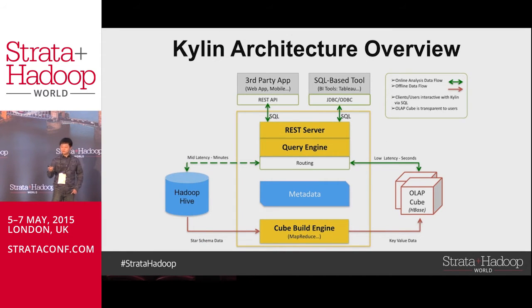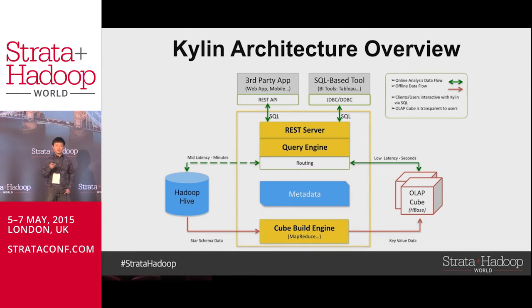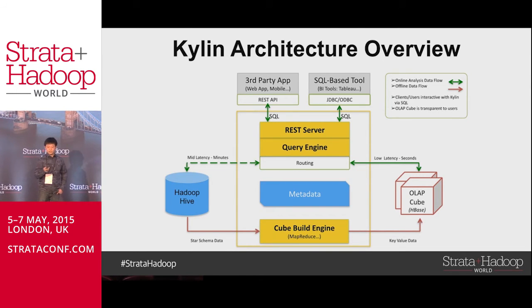I will continue to share more about the technical details behind Kylin. So Luke has introduced that our data comes from Hive, and it goes through the cube build engine to become cube data and is stored in HBase. When a query comes from the top, our query engine will find the best suitable cube for the query, look up data from the cube in HBase and serve the result. So I will talk more about how we built the build engine and also how the query engine works.